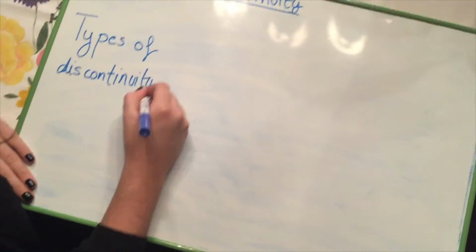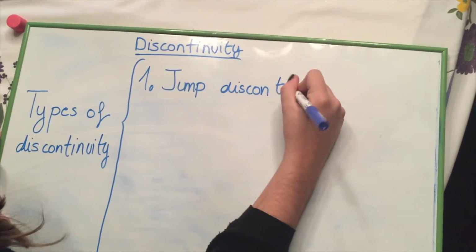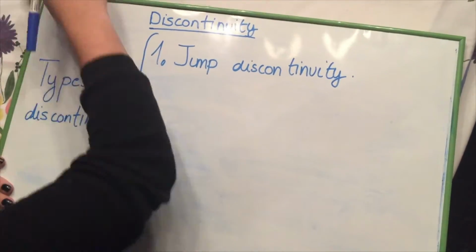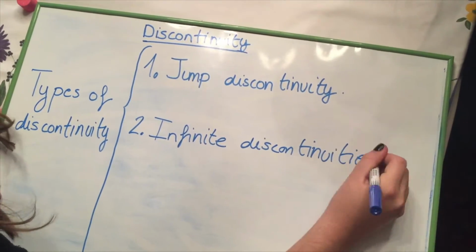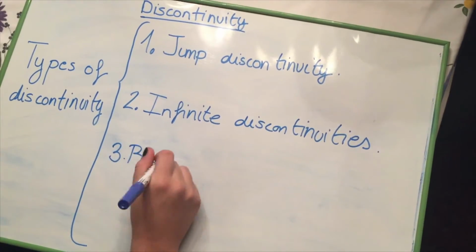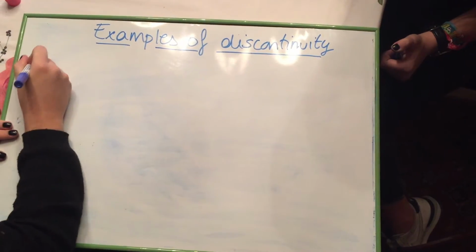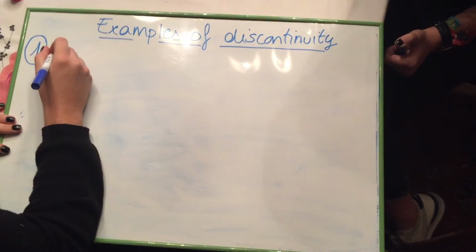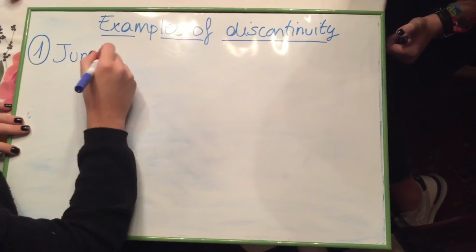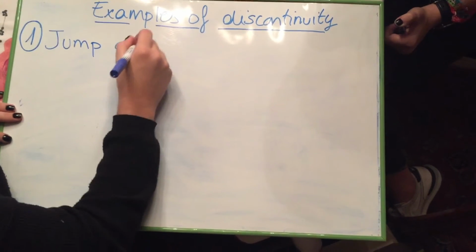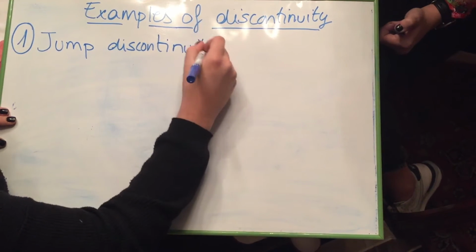Here we can see three different types of discontinuity. The first one, jump discontinuities. The second one, infinity discontinuities. And the third one, removable discontinuities. First of all, we're going to study jump discontinuities. For example, the graph of f of x below shows a function that is discontinuous at x equals a. This is the example.